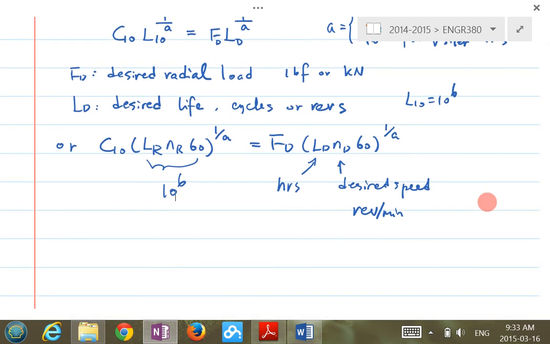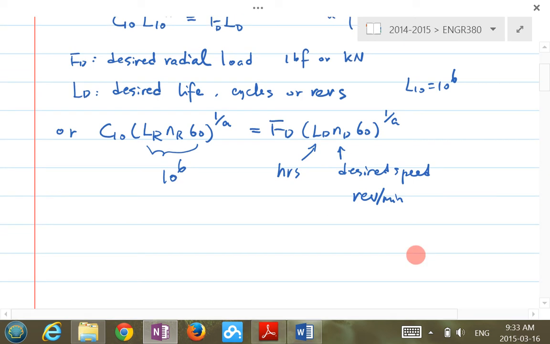In terms of using this equation, there are different ways of using it. You can always solve for one of the variables if given the other variables. So this 10 to the power 6 you always use, FD and this one you are probably given, so then you can solve for C10, or you can solve for FD in terms of other variables.